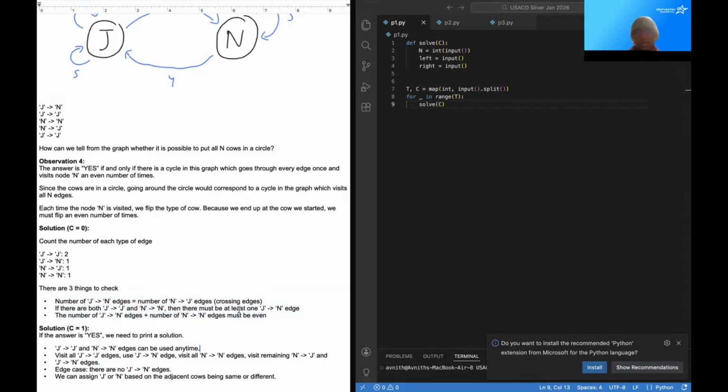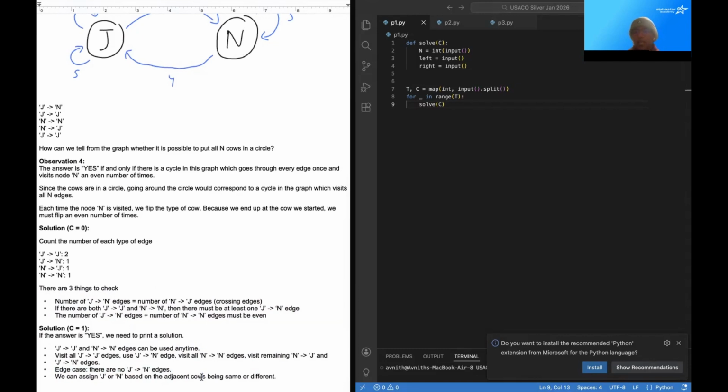However, there is an edge case where there are no j to n edges. In that case, the graph would only consist of self loops, either j to j or n to n, and we can handle that case separately. And finally, after we go through all the edges and find a cycle, this tells us the order of the cows around the circle.